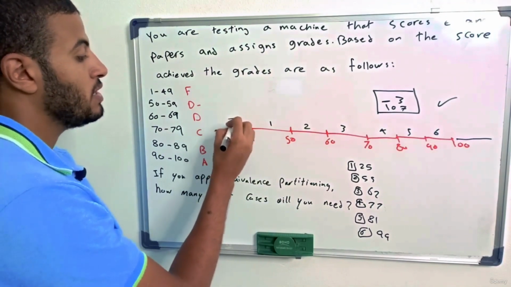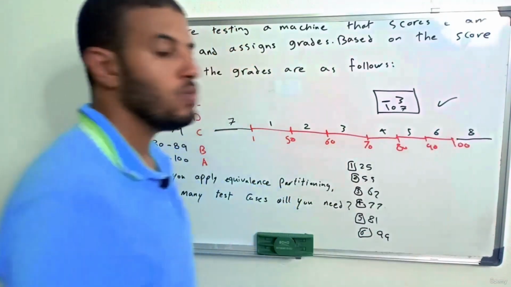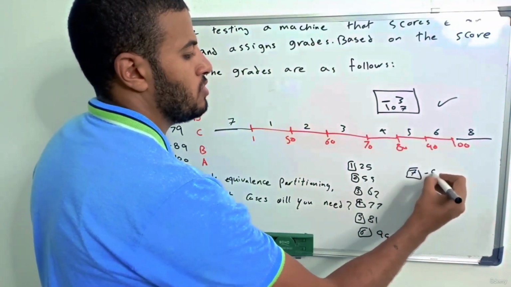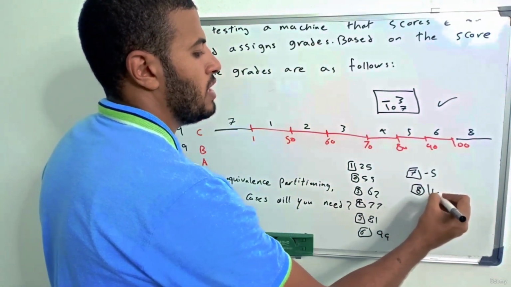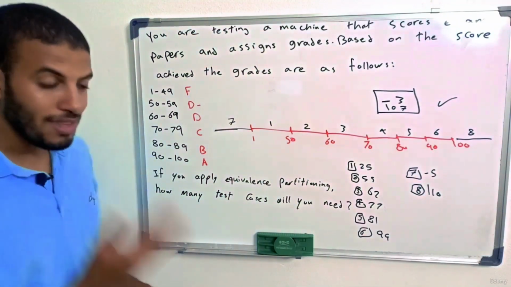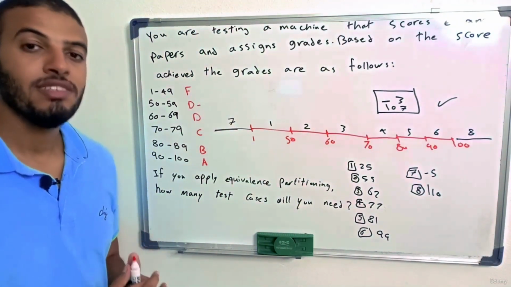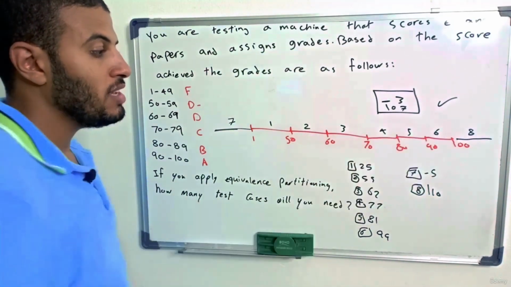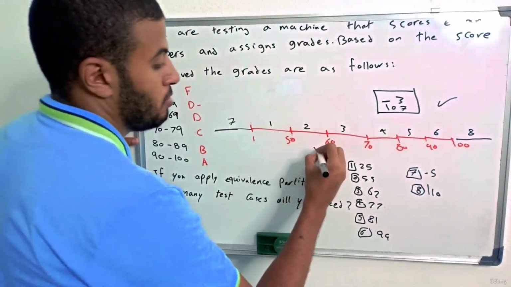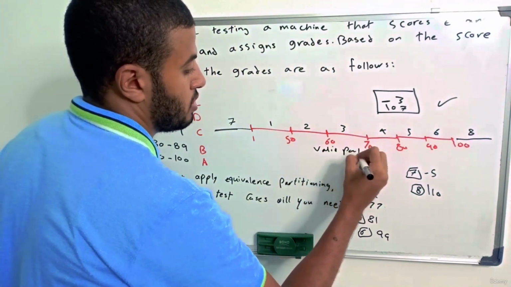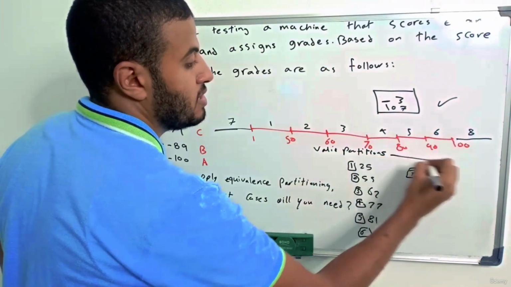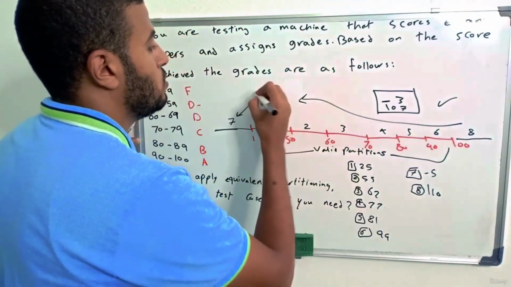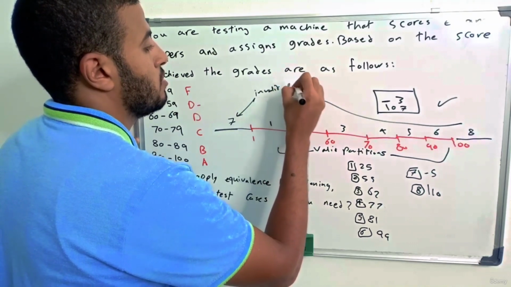That's why we have 7 and 8. These are 2 other partitions. We might test, for example, at -5 and at 110 or any other value. So in this case, we achieved 100% equivalence partitioning. The 6 partitions in the middle are called valid partitions. And these 2, 7 and 8, are called invalid partitions.